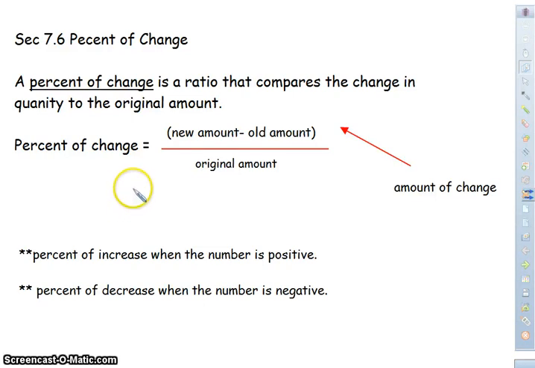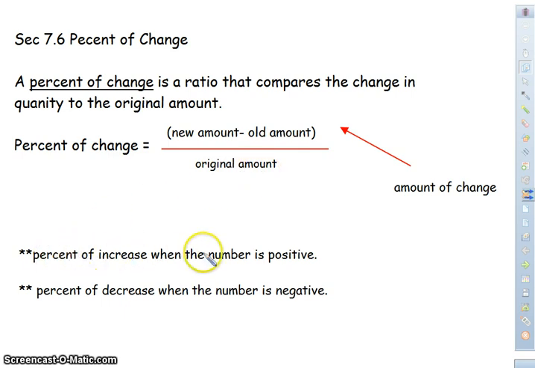Alright, we are on section 7-6, percent of change. A percent of change is a ratio that compares the change in quantity to the original amount. So here's our formula that you're going to use. It says percent of change equals the new amount minus the old amount. That is actually the amount of change divided by the original amount.